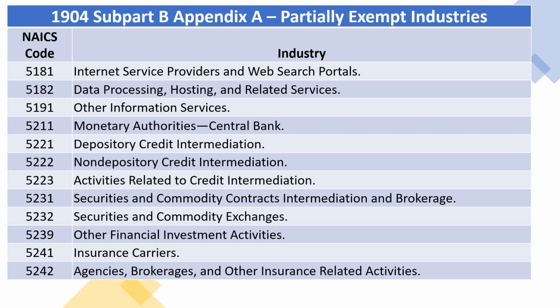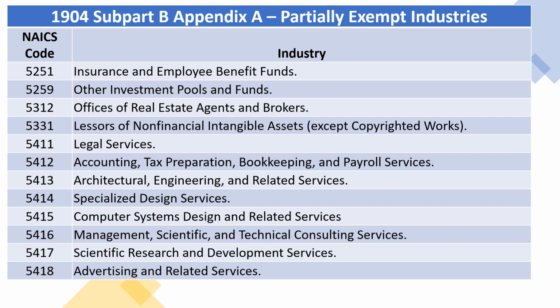5231. Securities and commodity contracts intermediation and brokerage. 5232. Securities and commodity exchanges. 5239. Other financial investment activities. 5241. Insurance carriers. 5242. Agencies, brokerages, and other insurance-related activities. 5251. Insurance and employee benefit funds. 5259. Other investment pools and funds. 5312. Offices of real estate agents and brokers. 5331. Lessors of non-financial intangible assets, except copyrighted works.